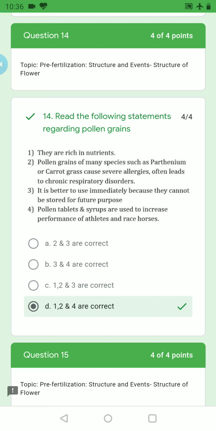Why is the third one not correct? It says it is better to use immediately. I told you, because of sporopollenin, pollen can be stored, or it can withstand for a longer duration. So this statement is not universally acceptable. That third statement is only suitable for particular species. So the option D, first statement, second statement and the fourth are correct. Okay.